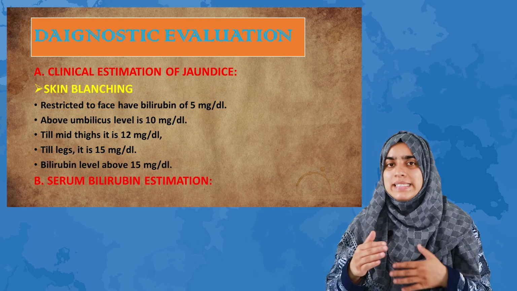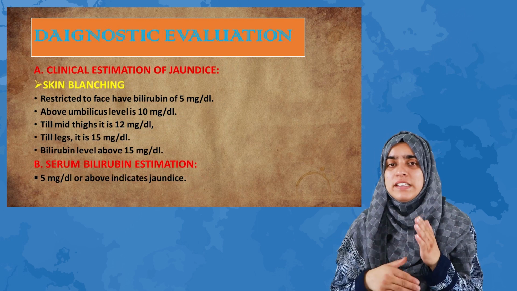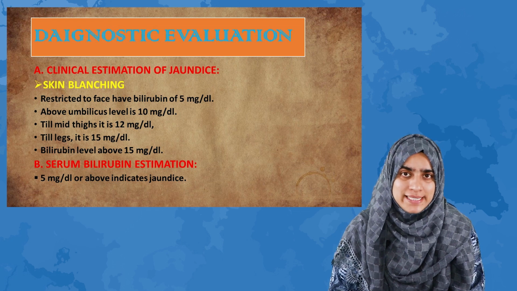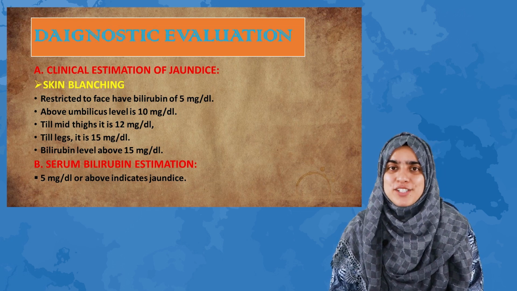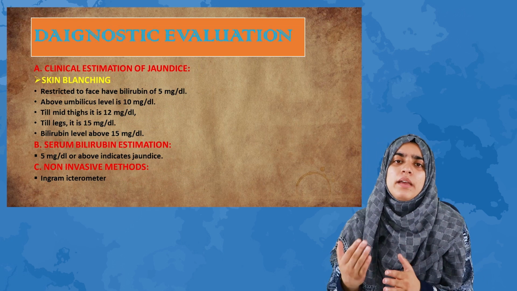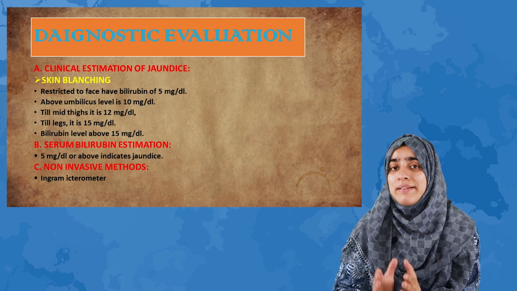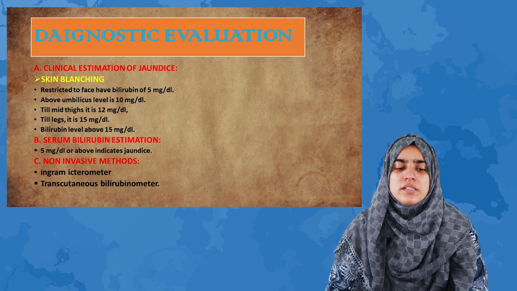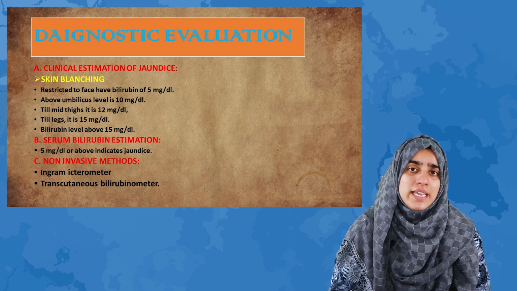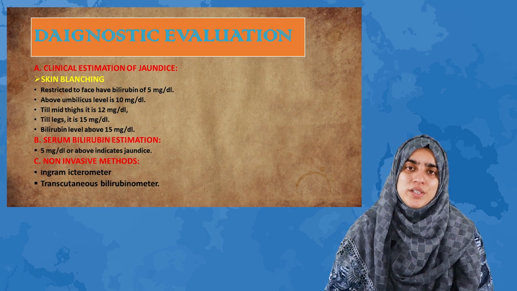Second thing we can see is the serum bilirubin estimation. If the serum bilirubin level is 5 or more than 5 mg per deciliter, then it can indicate the presence of jaundice. Then come the non-invasive methods. Ingram icterometer, which will help in showing the level of jaundice. Transcutaneous bilirubinometer, which deals with the measurement of the jaundice. Again, it is a non-invasive procedure which is guiding us towards the jaundice.